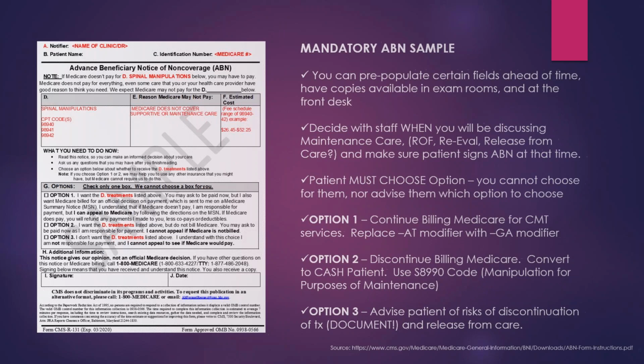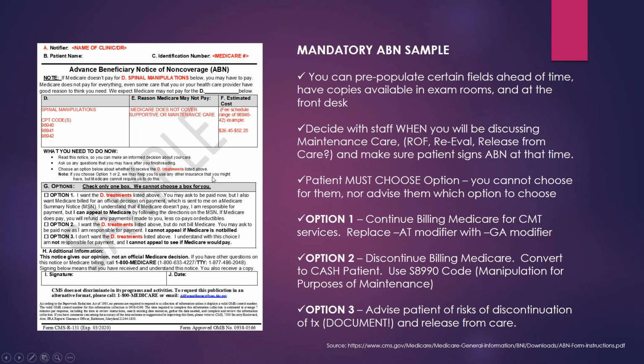And again, you all have samples of this in your handouts so that you can fill these out correctly. Remember that when you do the ABN, the patients have 3 choices. Option 1 means that they want the treatments. If that's the case, then you would continue to bill Medicare.